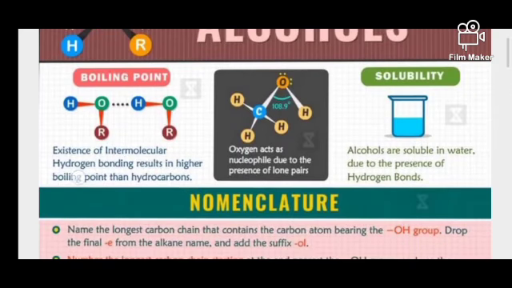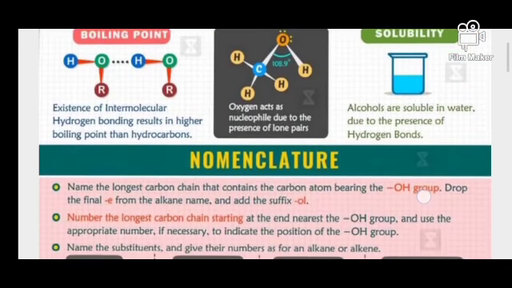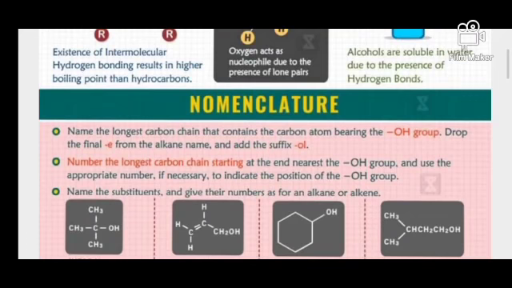Okay. So we'll discuss the solubility. Alcohols are soluble in nature. Why? Because of hydrogen bonding. Due to the presence of hydrogen bond, these are soluble in water. That means these are polar in nature.